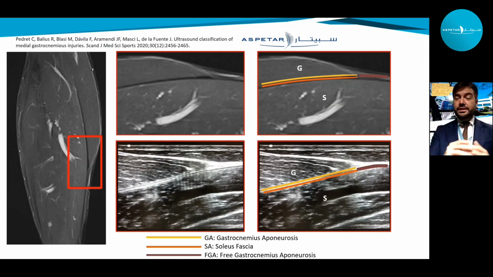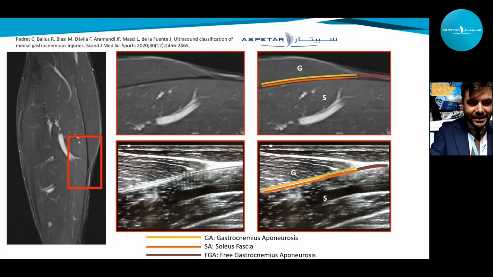The gastrocnemius, this is a research published last year, so it's quite recent. This type of injury, the medial gastrocnemius injuries, are the ones that we traditionally think about as the tennis leg, okay? And this article describes in a very precise way the anatomy, and also analyzes which structures are injured and its return to play.